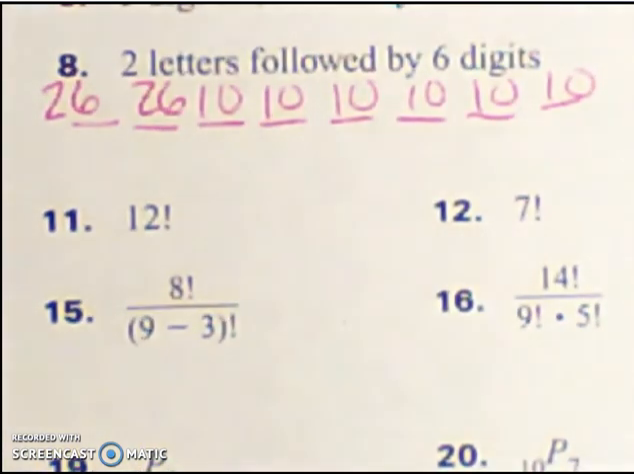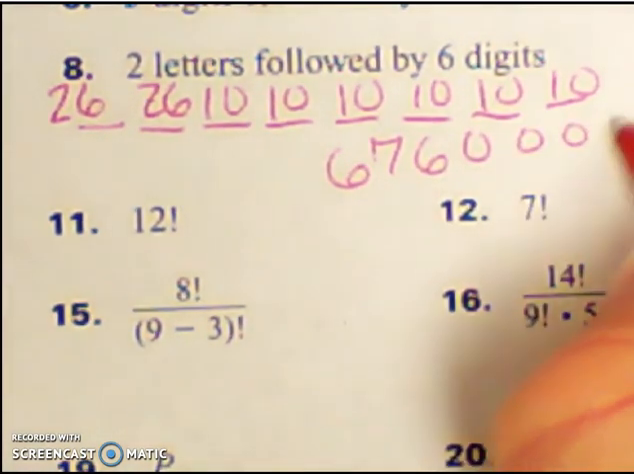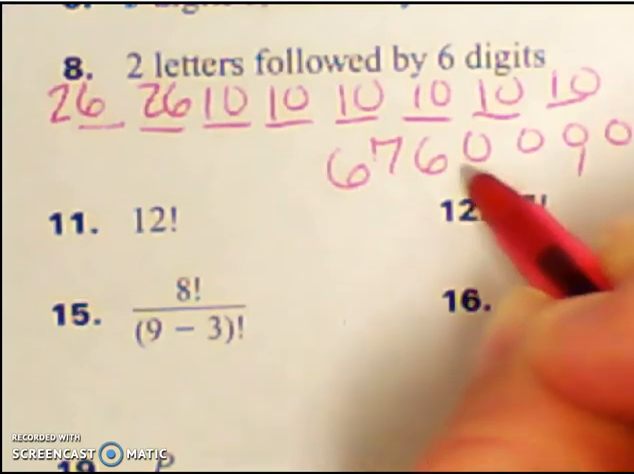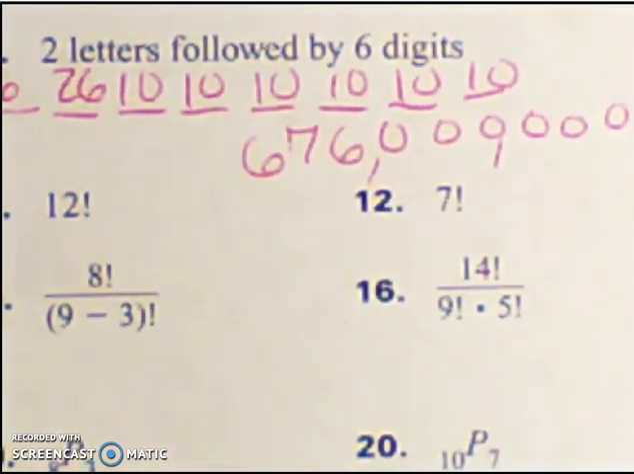Since things can repeat, just multiply all those together and you get this number here, 676, and 1, 2, 3, 4, 5, 6 zeros there. So that is your answer. Okay? Go ahead and move.